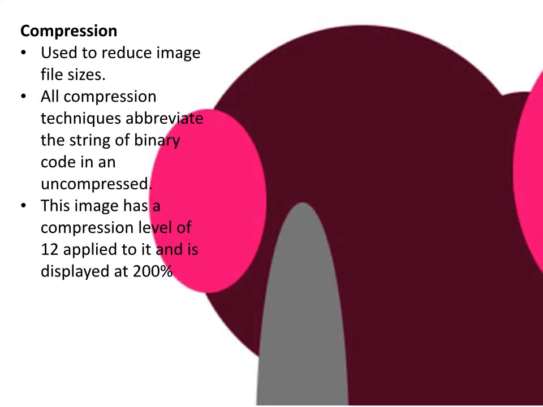When we use JPEG images, what we get is something called compression. This reduces the size of the image. All compression techniques abbreviate the string of binary code of an uncompressed image to form a form of mathematical shorthand based on complex algorithms.